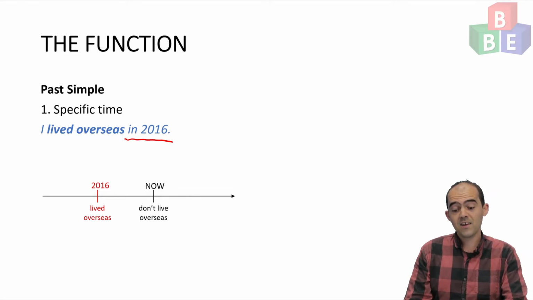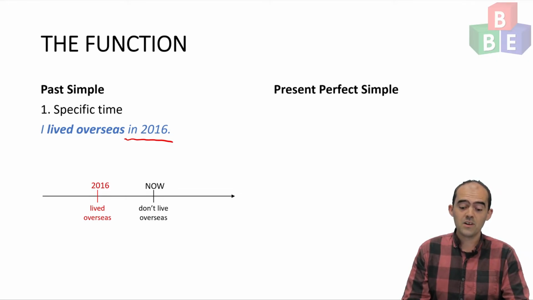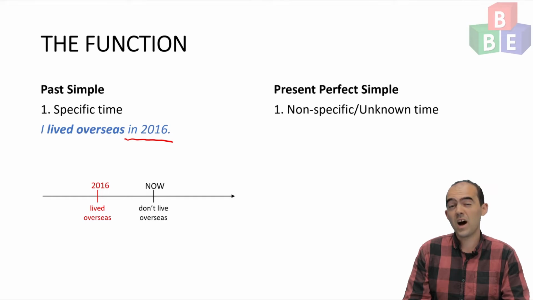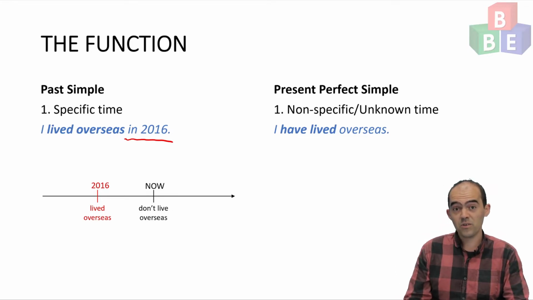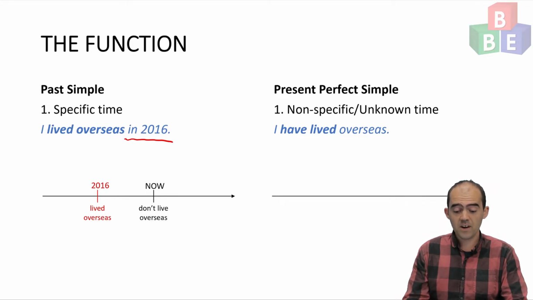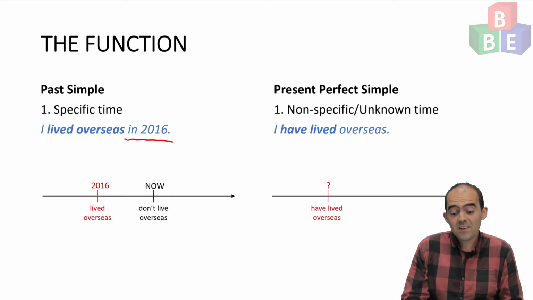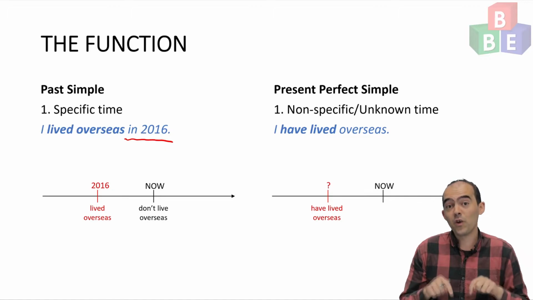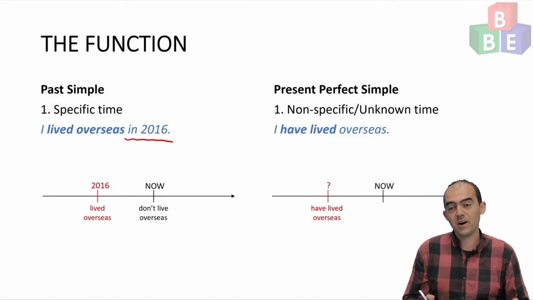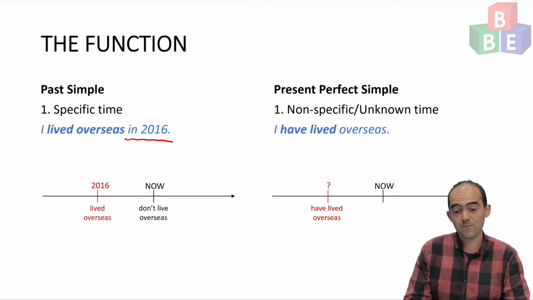On the other hand, the present perfect simple talks about non-specific or unknown times. I have lived overseas. When? I don't know. On a timeline, I have lived overseas. I don't know when it is, but it's before now. It is sometime in the past. Non-specific.